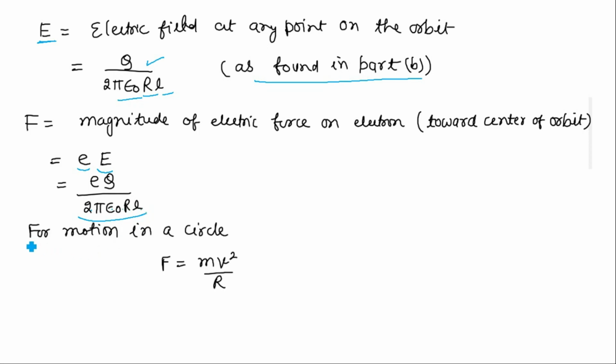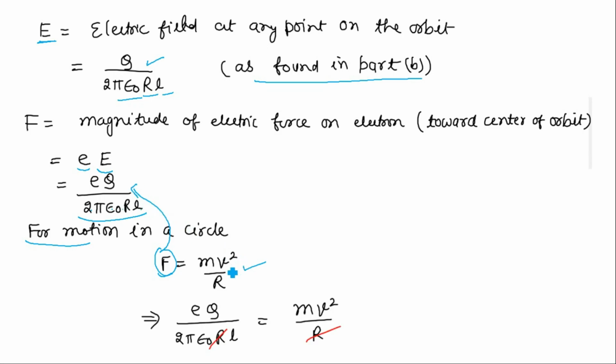Now we know that for circular motion we need centripetal force. So therefore F is equal to mv square upon r. Since the source of centripetal force, as discussed previously, is the electric force, we can put the value of F from here. So this will become eQ upon 2 pi epsilon naught rL. So this r will get cancelled from both sides.